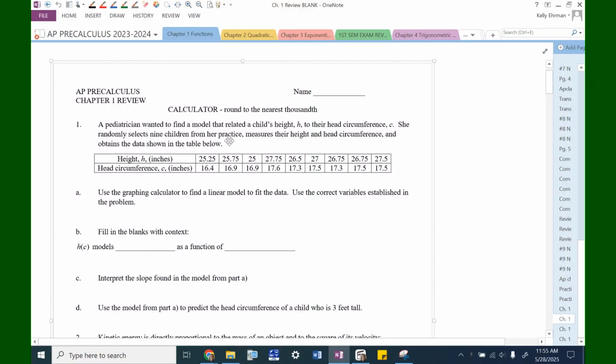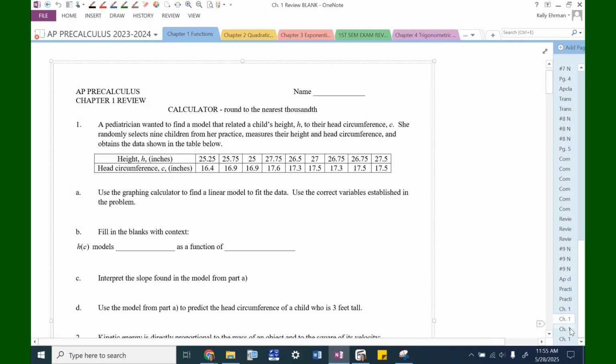So, a pediatrician wanted to find a model that related a child's height, h, to their head circumference, c. She randomly selects 9 children from her practice, measures their height and head circumference, and obtains the data shown in the table below. Use the graphing calculator to find a linear model to fit the data. Use correct variables established in the problem. So use h and c instead of x and y. And actually, let's see. H of c.